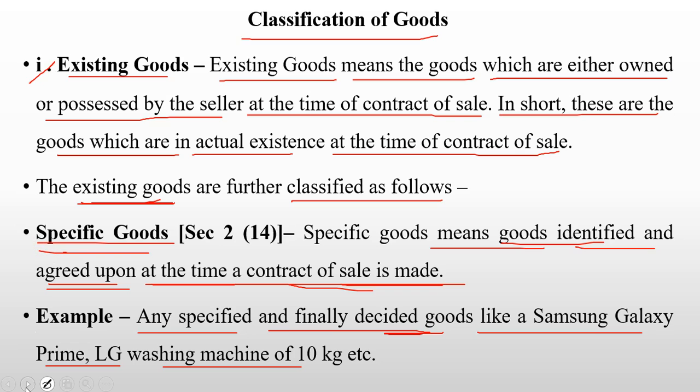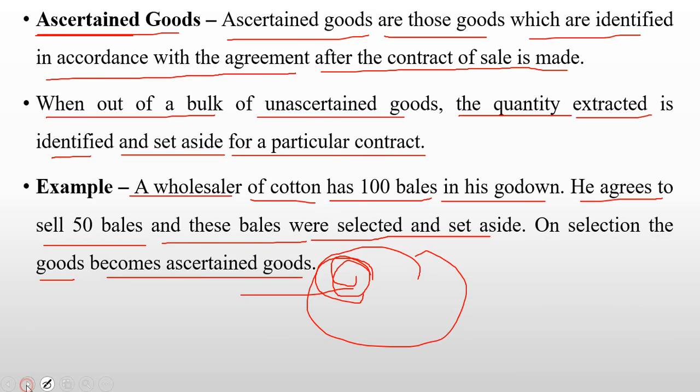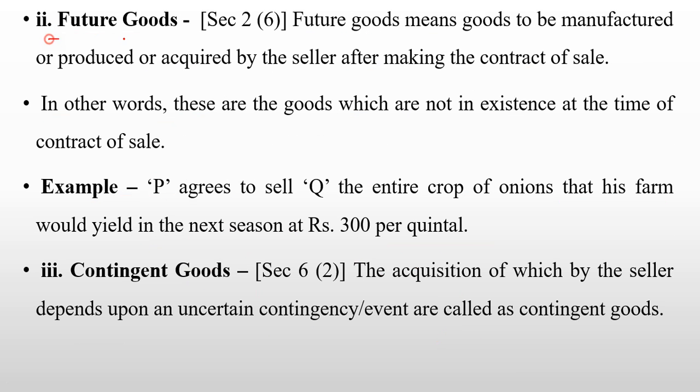Types of existing goods are of three types: specific goods, certain goods, and uncertain goods. First of all, classification of goods are done in three types: existing goods, future goods, and contingent goods. Existing goods I have explained you already, and existing goods is further classified as specific goods, certain goods, and uncertain goods. Now we'll move to future goods. What is future goods? And the last point, contingent goods.